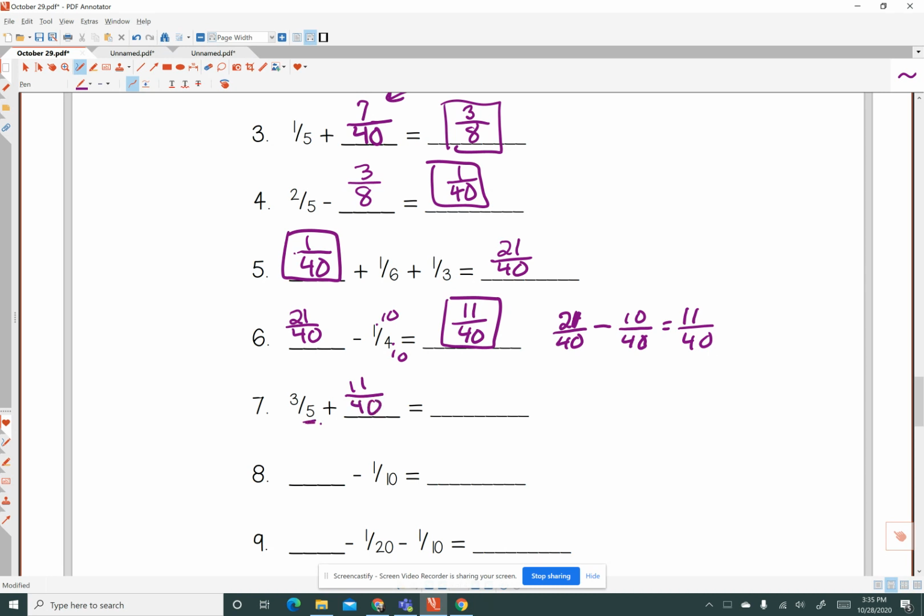Now, 5 is a factor of 40. So 3/5, let's convert it to 40ths. So 5 times 8 is 40. 3 times 8 is 24. So that would be 24/40 plus 11/40, which equals 35. Oh, this is addition, right? Which equals 35/40.